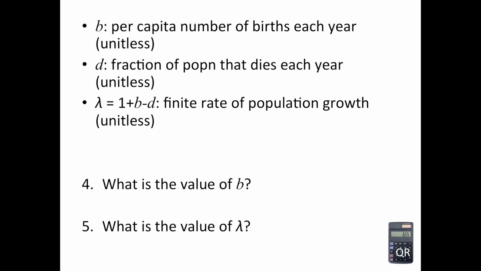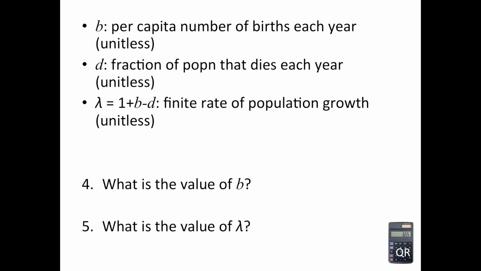So just skip ahead to the questions here. Again, I'll have Mr. Fofana write these on the board while you guys are thinking about the information that's given in the thesis. So B is the per capita number of births per year, and that's unitless. We've already estimated D, and we know that there's just a simple formula for calculating lambda, the finite rate of population growth. So the two questions that you need to answer are, what's the value of B and what's the value of lambda?